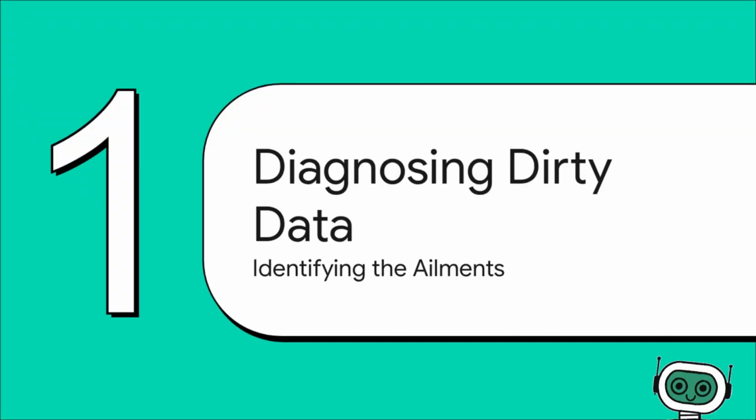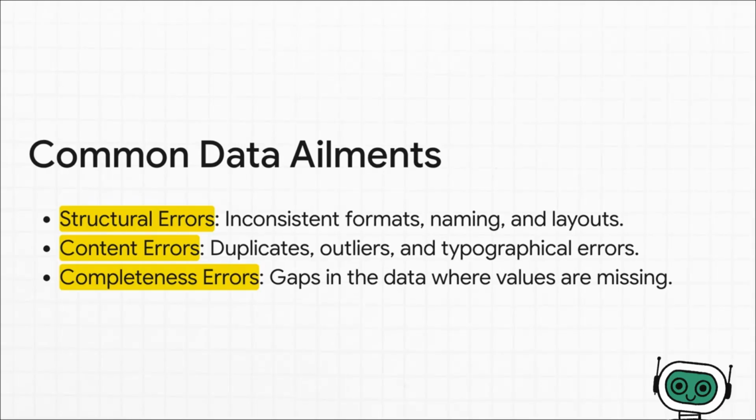So, just like any good doctor, we start with a diagnosis. We have to understand what's wrong before we can fix it. Generally, these data ailments fall into 3 big categories. First, you have structural errors, which are all about formatting and consistency. Second are content errors, which are problems with the actual data values themselves. And finally, there are completeness errors, which are basically just problems of absence, things that are missing.